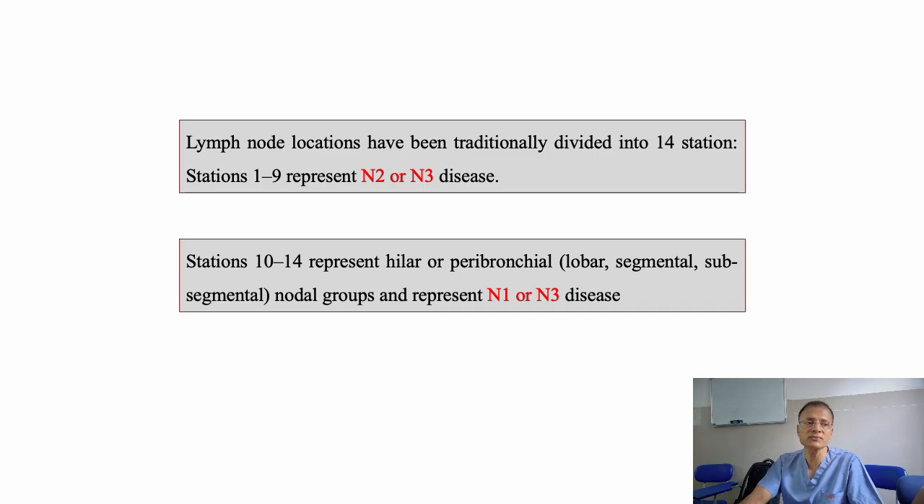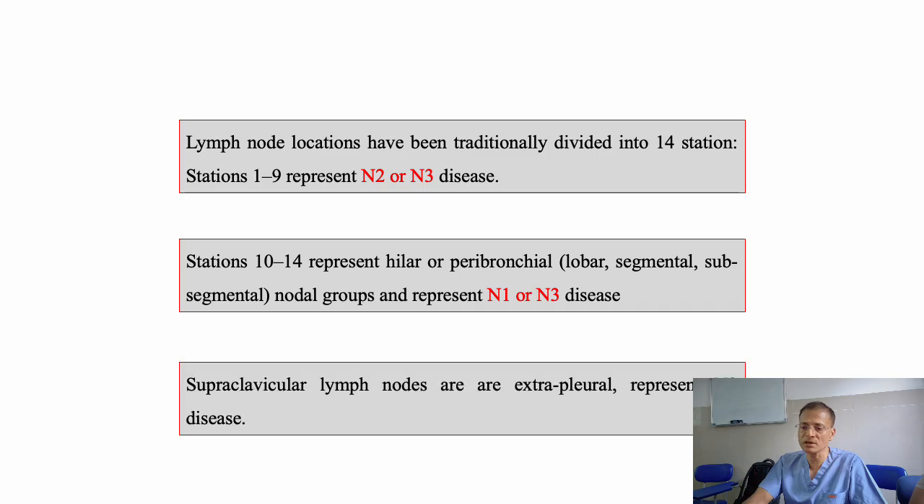Stations 10 to 14 are those lymph nodes which are classified as hilar lymph nodes. So that could be N1, meaning ipsilateral. If that goes to the contralateral side, that becomes again the N3 group of lymph nodes. Supraclavicular lymph nodes are always the N3 group of lymph nodes.